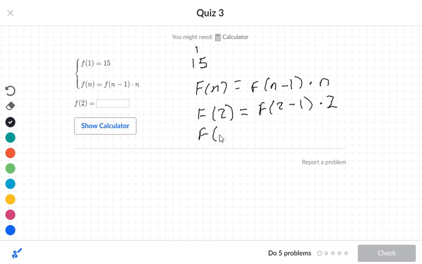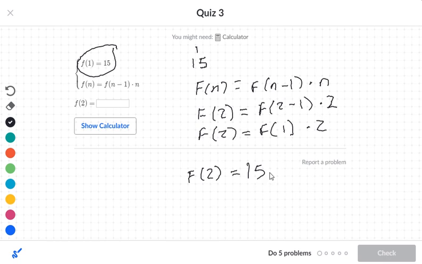So we're going to say f of 2 is equal to 2 minus 1, which is 1, times the 2. Now we're going to come down here. We're going to say f of 2, that's what we're looking for, is equal to f of 1. Well, we know that f of 1 right here is 15. So we're going to say 15 times 2. So f of 2 is equal to 15 times 2, which becomes 30.